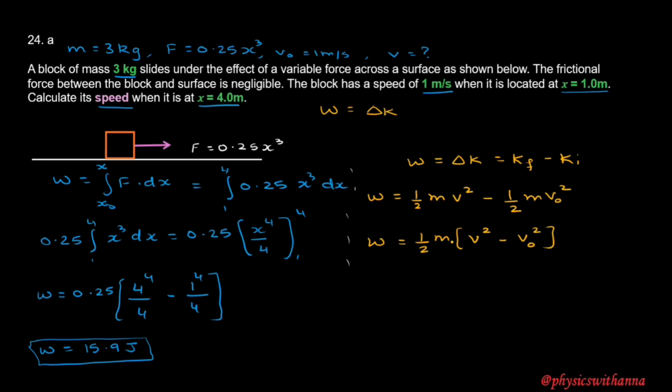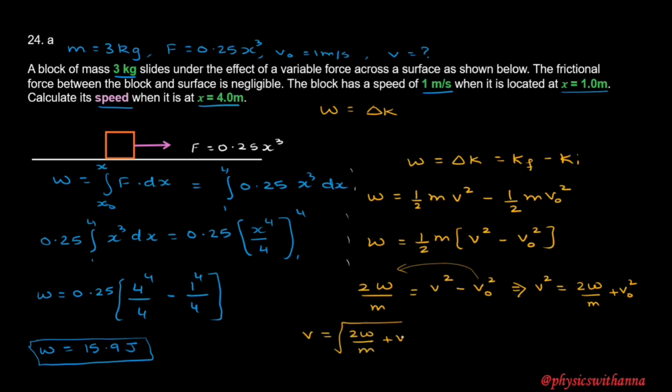Now move 2 and m to the other side. We multiply with 2 and divide with m. So we get 2W over m to be equal to V final squared minus V initial squared. Now we move V initial to the other side to find V final. So we get V final squared to be equal to 2W over m plus V initial squared. Now take the square root. Final velocity V will be equal to square root of 2W over m plus V initial squared. That will give me square root. Now substitute.